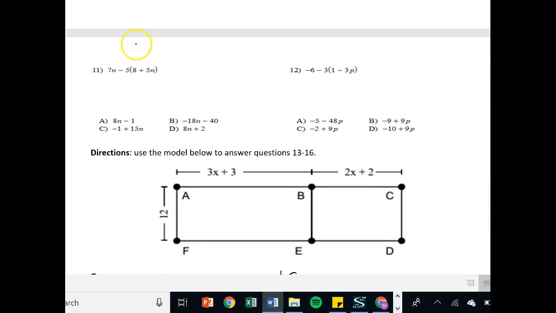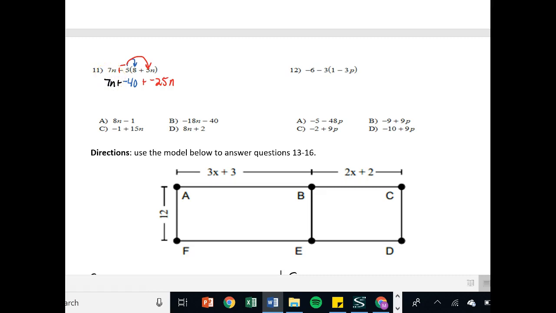Backside. Number 11, I've got plus a negative 5. So that means I will be now distributing a negative 5 to everything on the inside. So negative 5 times 8, that's negative 40. And then negative 5 times 5n, that's plus negative 25n. Notice how I left enough space here for me to drop down the 7n, and I'm going to drop it down with a plus sign, right?